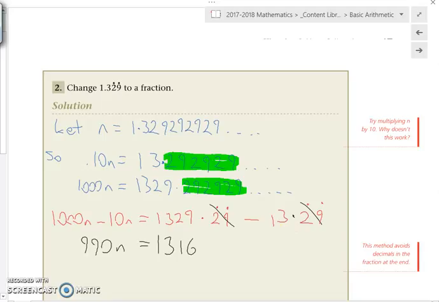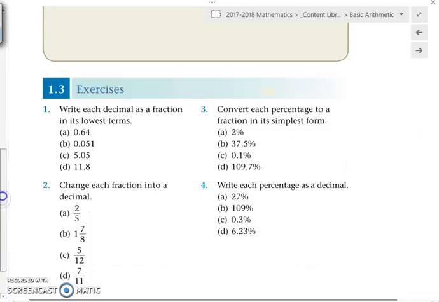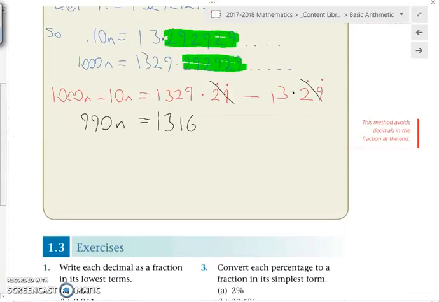This 990n actually means 990 times n. Cool? So if I had 2 times something, how do I get back to something? I divide it by what? In this case, this is 990 times n. How do I get rid of it? It's called the inverse operation, so we do the opposite to what it is. This is 990 times n, so we divide both sides by 990. Those cancel out. You end up with n equals 1316 over 990.